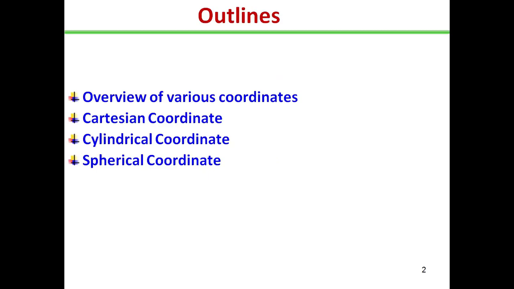Here is the outline. First, I will give you an overview of various coordinates. Then I will discuss three types of coordinate systems, that is the Cartesian coordinate system, cylindrical coordinate system and spherical coordinate system. Sometimes it is necessary to transform points and vectors from one coordinate system to another. That's why I will discuss each coordinate system one by one. Let's start.